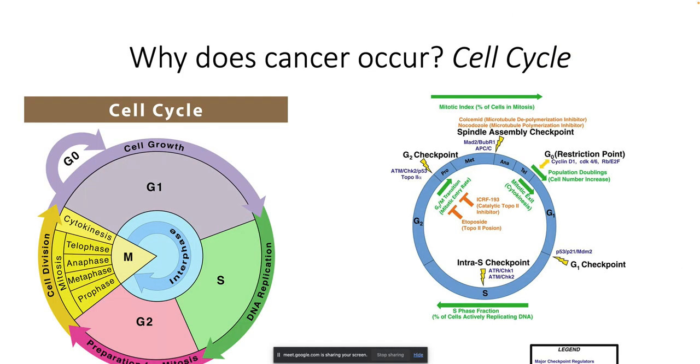Why does cancer occur? Well, cancer is intrinsically a disease of the cell cycle. So basically the cell cycle has been dysregulated, and this dysregulation happens through subsequent mutations, and in order for cancer to actually occur, there needs to be multiple of these mutations.